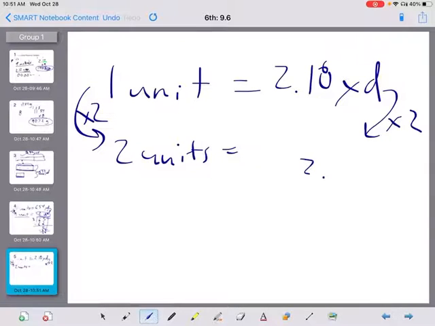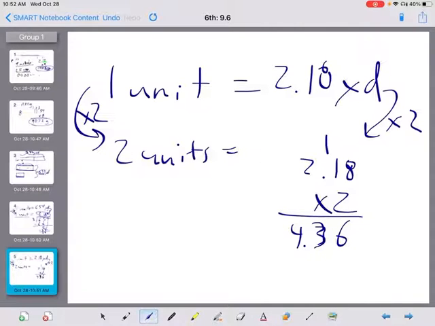2.18 times 2, or 2 and 18 hundredths, times 2. 2 times 8 is 16. 1 times 2 is 2. 2 plus 1 is 3. 2 times 2 is 4. And there's 2 decimals, so 4 and 36 hundredths is our final answer. And is there a label? Yes, it is yards. So that is how you would do that two-step problem.